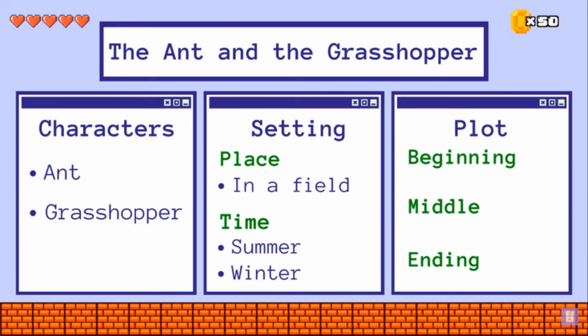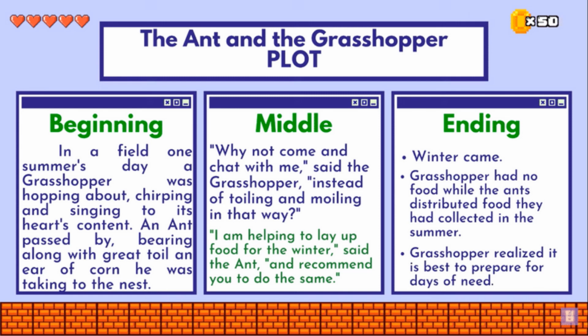What is the plot of the story? Let's discuss it part by part. First, what is the beginning of the story? This is when the setting was introduced as well as the characters of the story. The grasshopper was singing while the ant was taking an ear of corn to the nest. The middle of the story would be when the grasshopper asked the ant to chat with him, but the ant refused. Why? Because the ant was preparing food for the winter. The ending of the story was when winter finally came and the grasshopper had no food while the ants were distributing the food they had collected in the summer. The grasshopper realized that it is best to prepare for days of need.